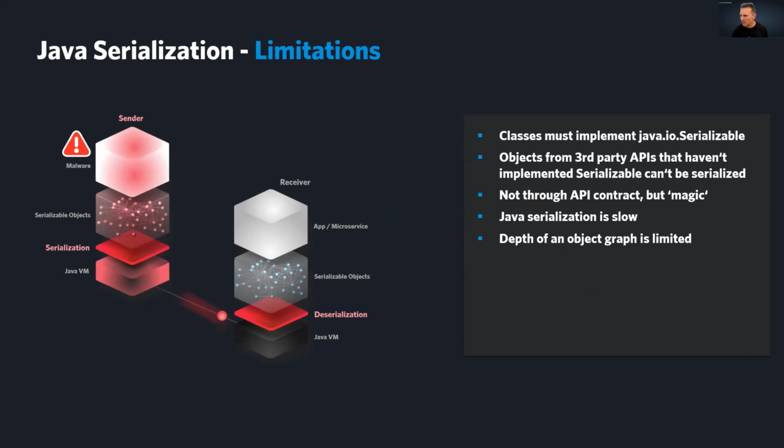We had various limitations with Java serialization. You have to implement the interface Serializable. We cannot serialize all types. We cannot serialize types from third-party APIs. And also Java serialization has problems with more complex object graphs, so the depth of your object graph is limited. And this is the reason why we decided for MicroStream to write serialization completely from scratch.